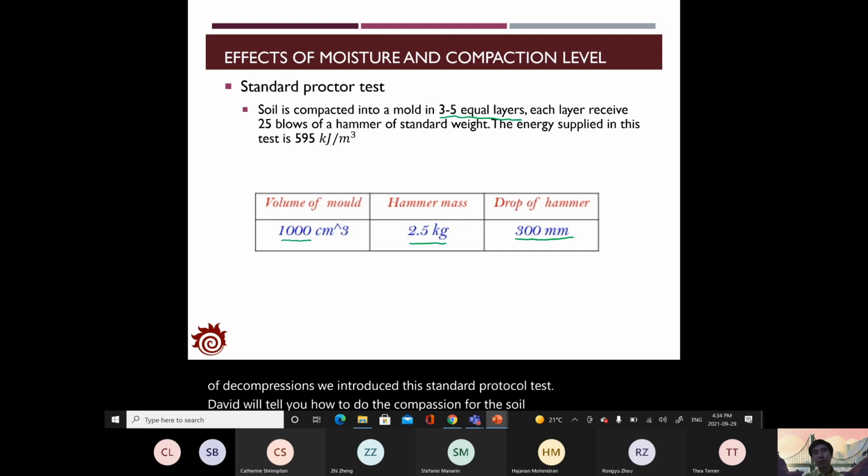And usually we prepare the sample in the mold with 3 to 5 layers. And in our lab, we're doing 5 layers. Each layer will receive a number of blows. Typically we will apply 25 blows with a hammer with a weight of 2.5 kilograms, and the height of the drop is about 30 centimeters.